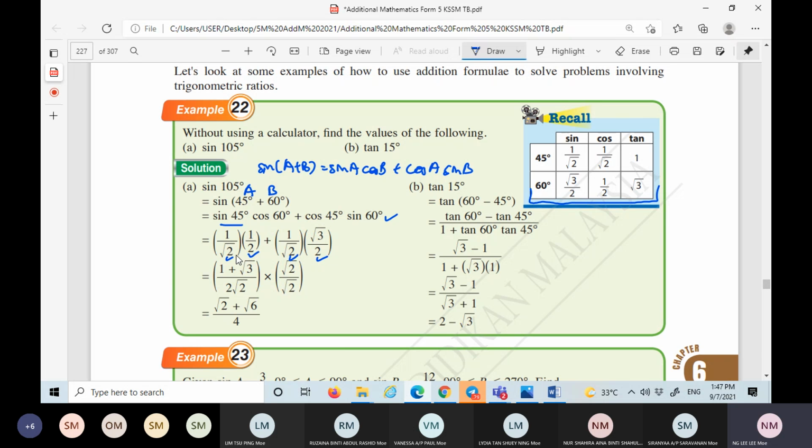How to simplify it? If you really don't know how to simplify it, you cannot proceed. The silver color calculator can give this, but the black color calculator cannot. If you straight away press the calculator, I think you will get a decimal already, so you will not reach this form. So no matter what, you have to learn how to simplify this.